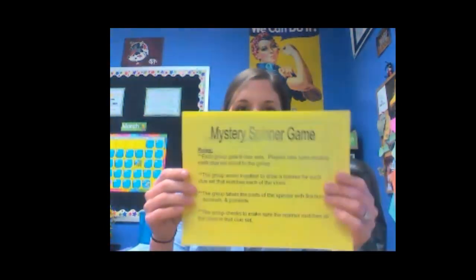Today you're going to do an activity called the Mystery Spinner Game, and I want to give you the directions and make sure the expectations are clear so you have a good idea of what you're doing today. You are going to be in groups of 3 or 4, and every single person is going to have a packet that looks like this. It's a yellow packet, it says Mystery Spinner Game on top, and it gives the rules. And I'm going to go through each of those rules right now.